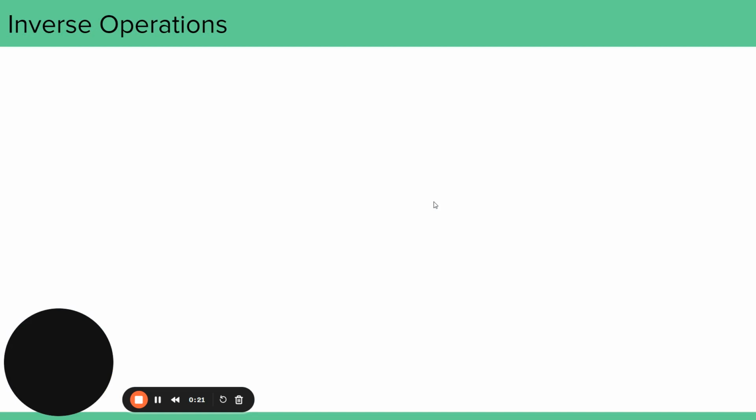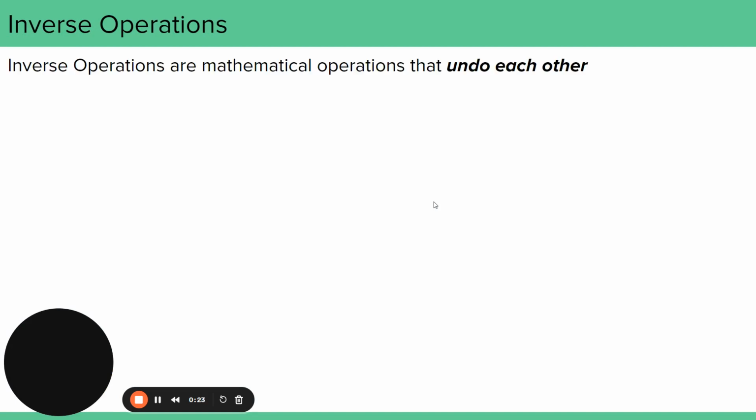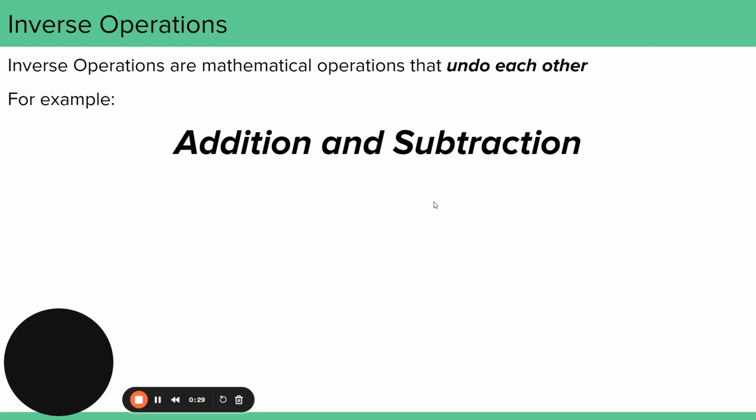Inverse operations. Inverse operations are mathematical operations that undo each other. For example, addition and subtraction. As you'll see here, adding 3 and subtracting 3 undo each other, because if I start with 5 and add 3, I get 8. But then when I take that 8 and subtract 3, I get back to 5, undoing it.